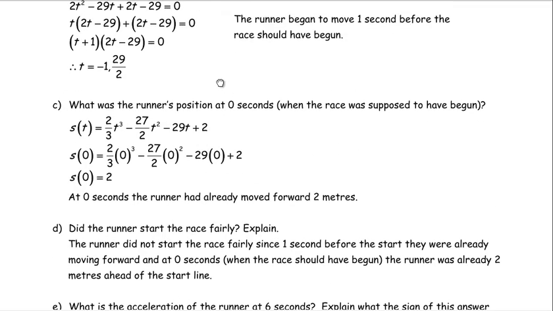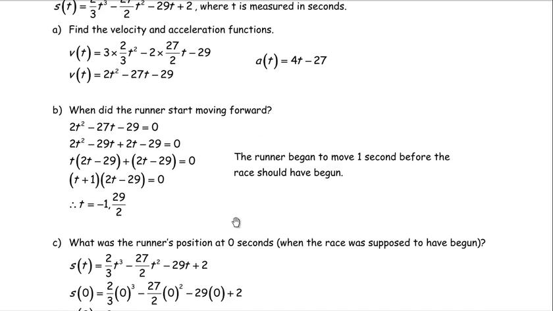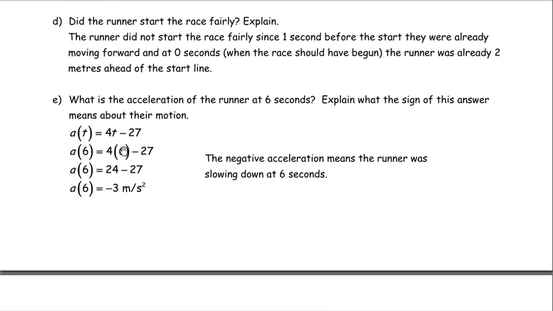So this was the acceleration function from up here at the beginning. A of t is 4t minus 27. So at 6 seconds, we put 6 in place of time. So that's 24 minus 27, which is negative 3. And the units would be meters per second squared. That's the unit for acceleration.